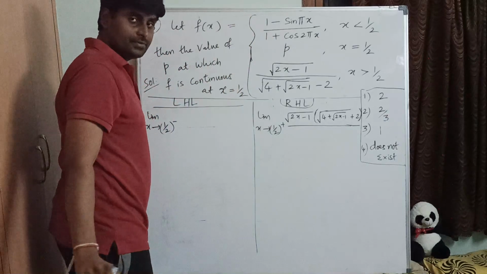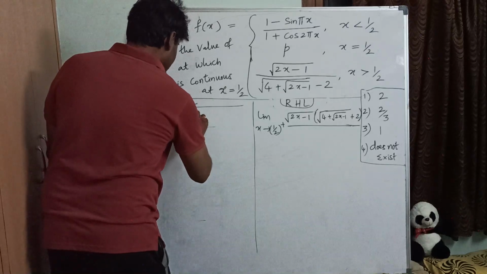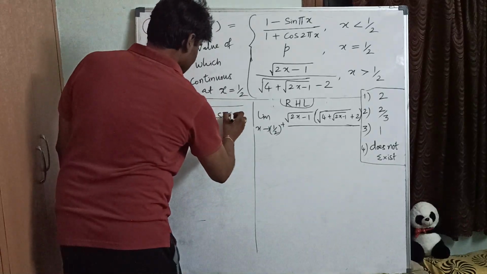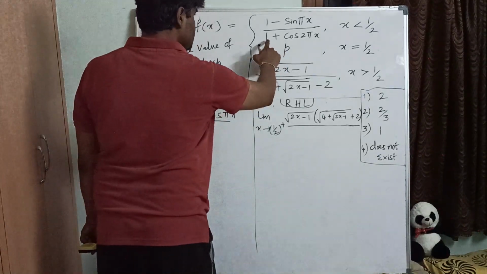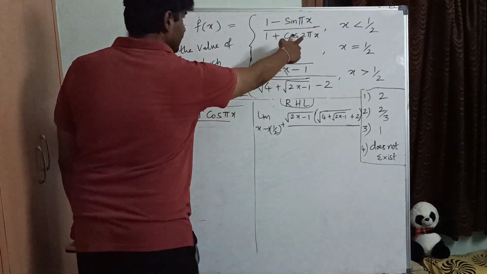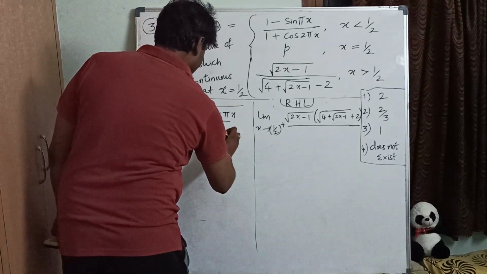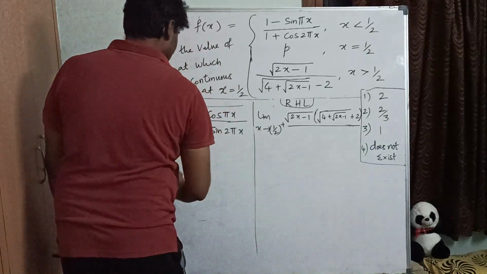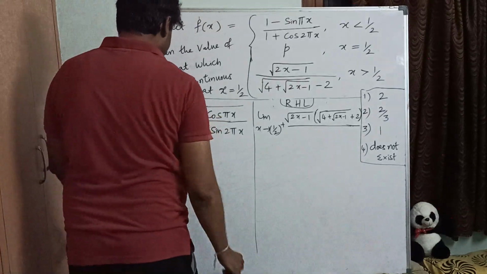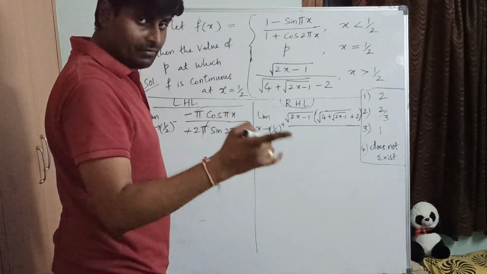Derivative of 1 is 0, derivative of sin x is cos pi x, so minus as it is. Again if you differentiate pi x, you get pi, so pi cos pi x. Here also derivative of 1 is 0, derivative of cos something is minus sin, and 2 pi again, so 2 pi sin 2 pi x. Here we can cancel minus pi, right? So what will you get? Cos pi x. If you substitute 1/2 there, still we get 0 by 0. Then again we'll apply the L'Hospital rule.